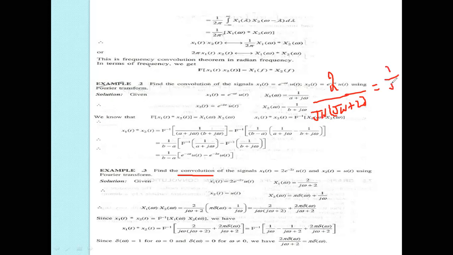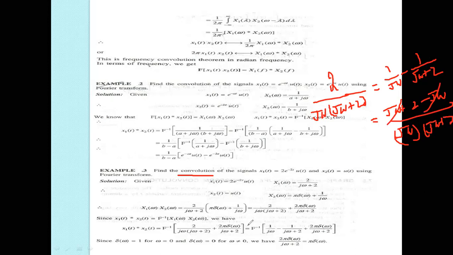Otherwise, 1 by j omega, you get the 1 minus j omega plus 2. So see here, take the cross multiply: j omega plus 2 minus j omega by j omega into j omega plus 2, minus 2. So j omega gets cancelled, 2 by 1. Same thing. You get the three terms.